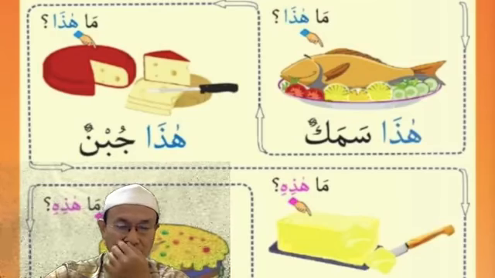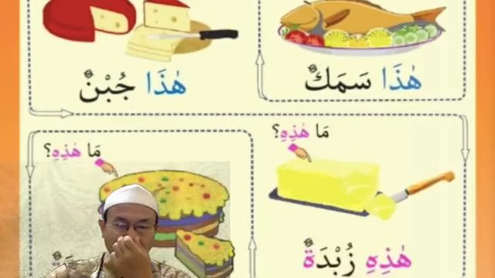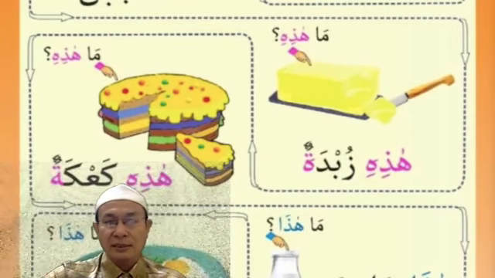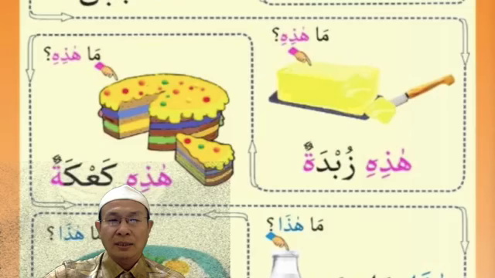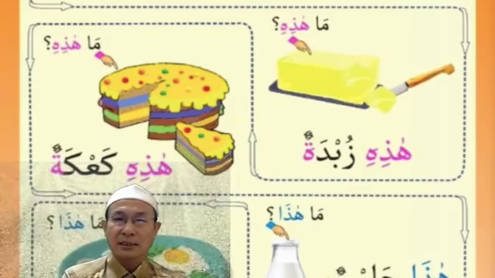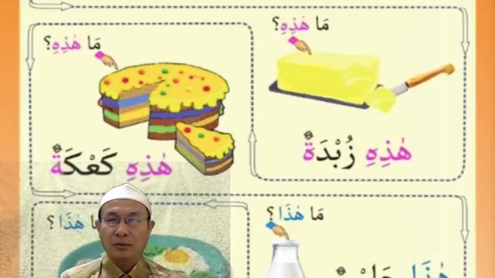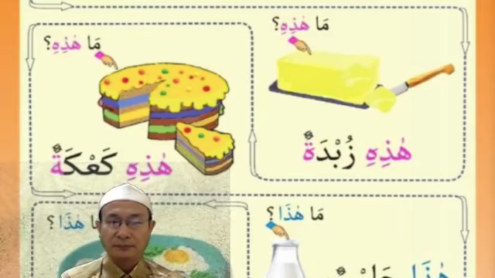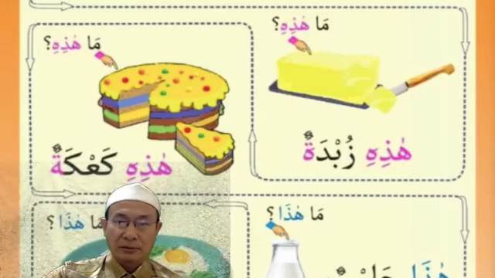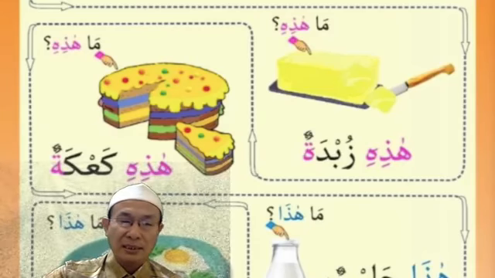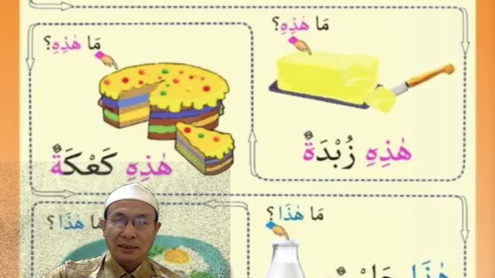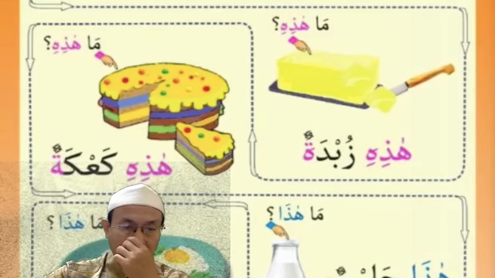Right? This is cheese. And next one on the right side. ما هذه. What is this? هذه زبدة. This is butter.